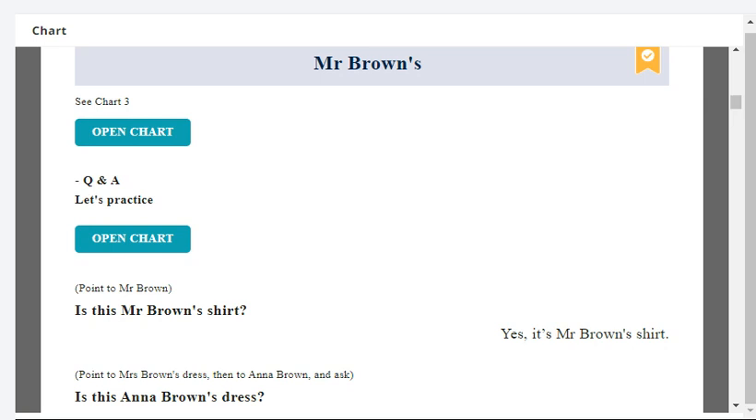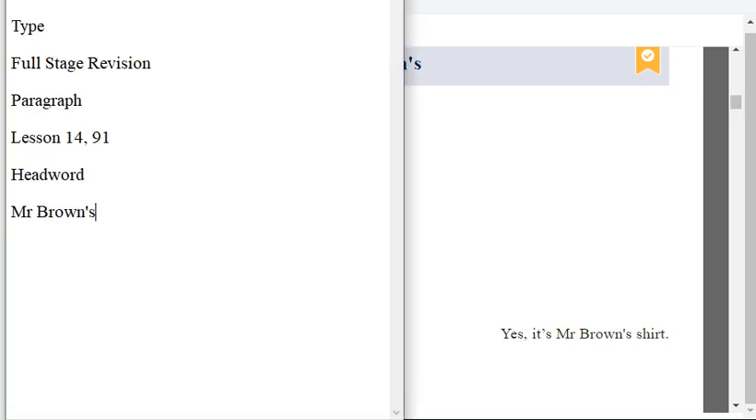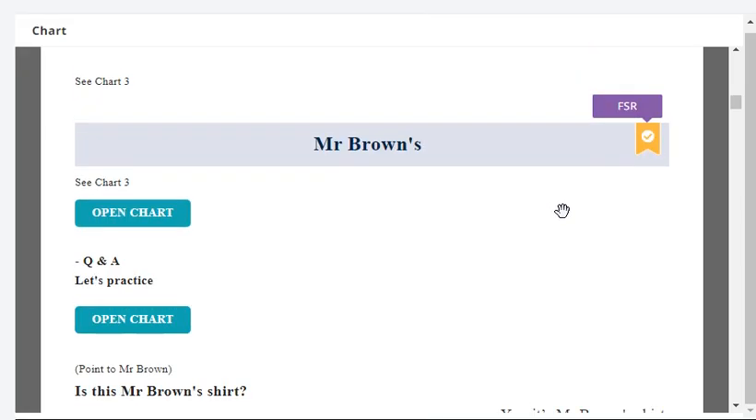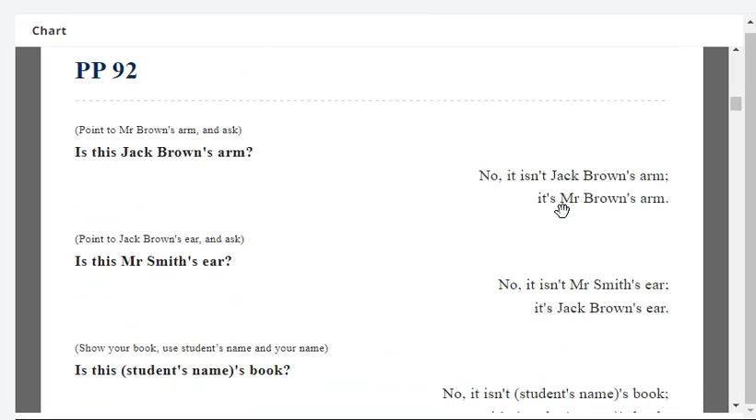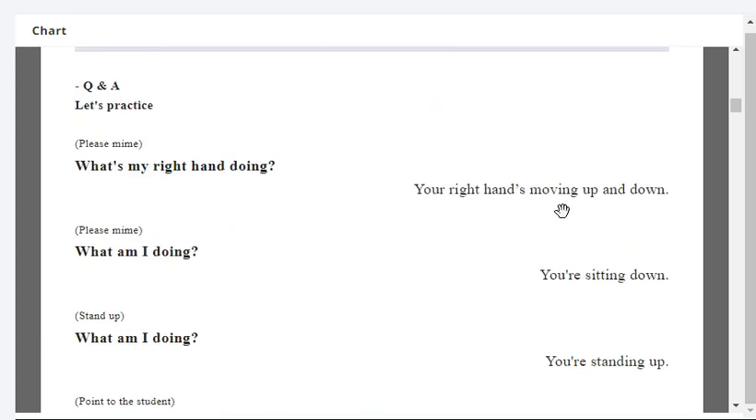So we are now at full stage revision. Okay, lesson 14, page 91. Last headword was Mr. Brown. Okay, so let's start. Ready?